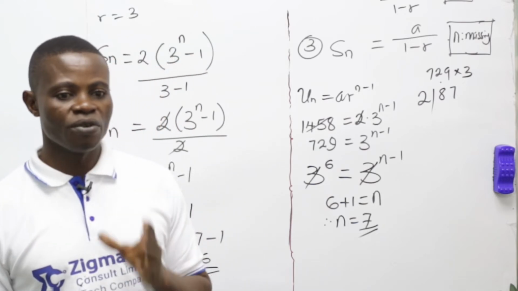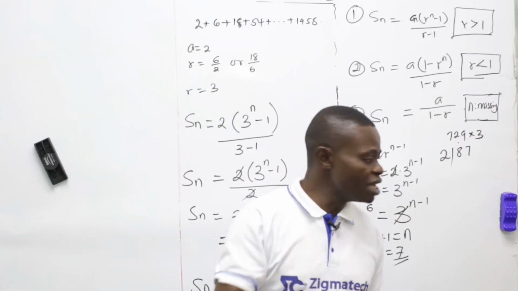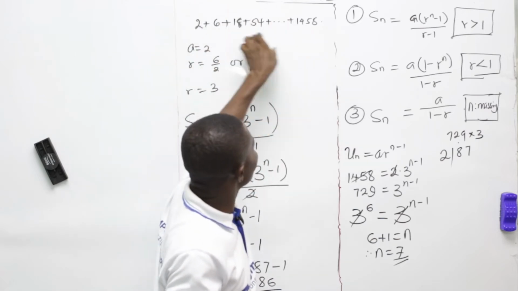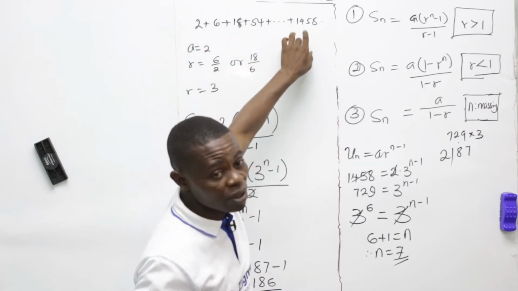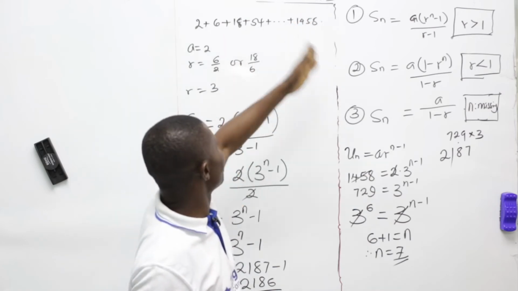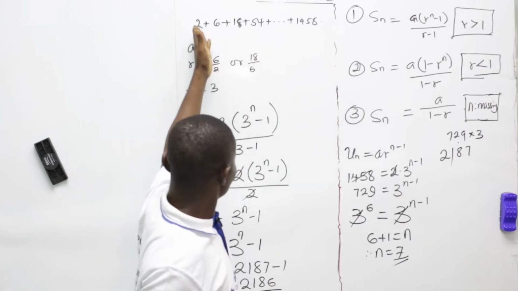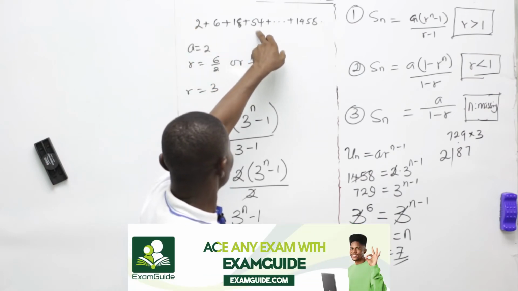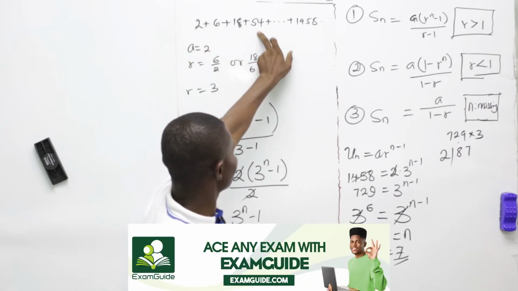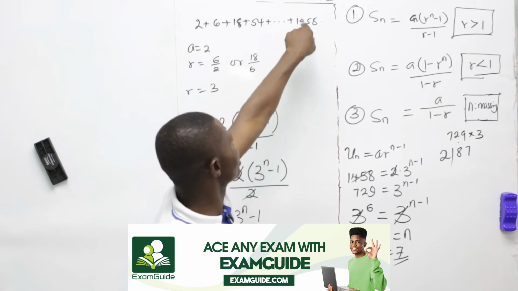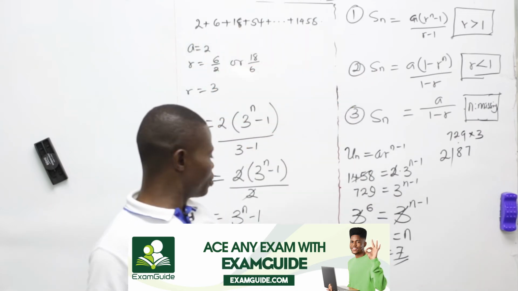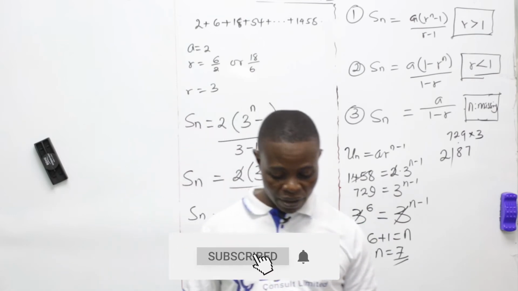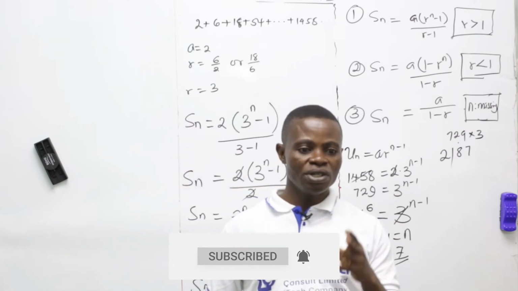So the sum of the GP is 2186. If you want to verify, begin to add these numbers. Get to this point. The total must give you 2186. But you do that at your leisure hour. Before you do that, know that the next number here is 54 times 3. You generate by multiplying by 3. Once you get to this, add all of them together. It must give you 2186, which is the sum of the GP.